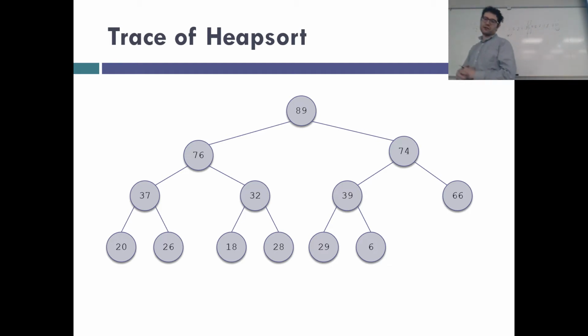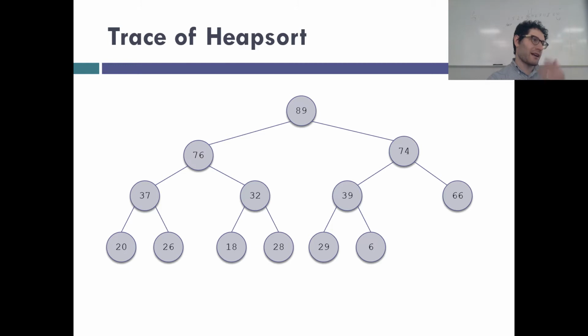89 is bigger than 76 and 74. 39 is bigger than 29 and 6. Right, so every item is bigger than its children, and each of its children is a max heap on its own. So how do we sort this?